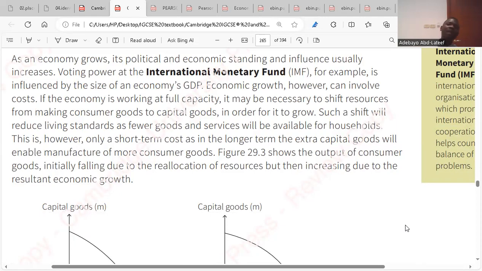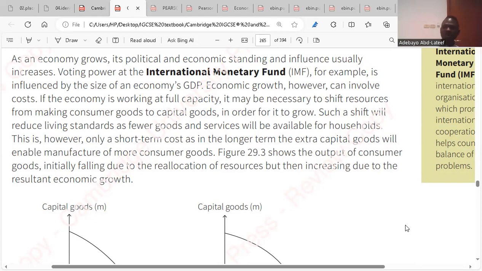Because when you invest more on capital goods, it means you are investing more on human made equipment or human made resources that will be able to help you to produce other resources. Do you understand? So in the short run, the economy might have scarcity of consumer goods. But in the long run, the economy will be able to produce sufficient consumer goods.